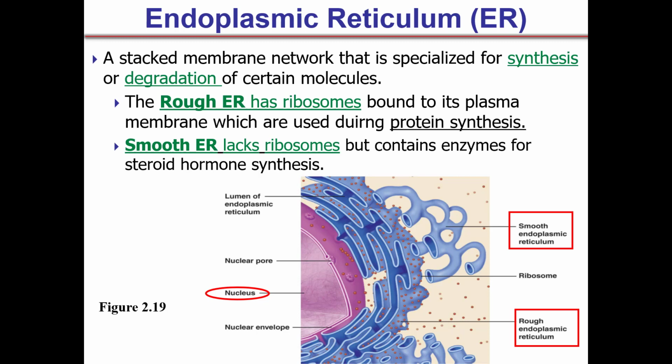It lacks the ribosomes, but it does have the enzymes for synthesis of steroid hormones. And we looked at cholesterol earlier, and cholesterol is the base product for all steroid hormones. And the smooth endoplasmic reticulum is also really good at storing calcium. We'll come back and look at that in more detail when we get to Unit 3 and talk about muscle function. Calcium is the trigger for muscle contraction.